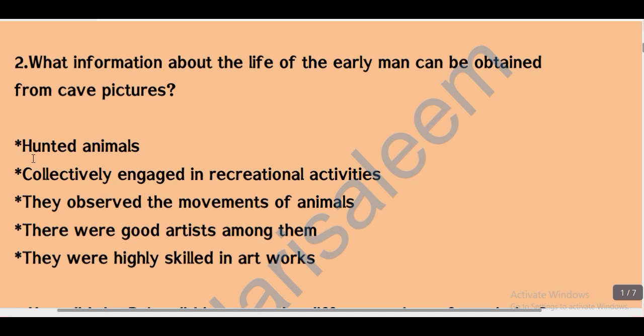Answer: they collectively engaged in recreational activities. They observed the movements of animals. There were good artists among them. They were highly skilled in artworks.